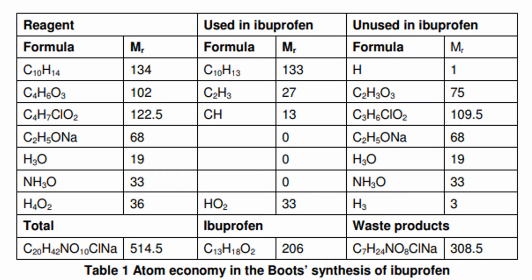This table shows the atom economy in the Boots synthesis of ibuprofen. We know atom economy is the conversion efficiency of a chemical process in terms of all atoms involved and the desired products produced. Here, the total molecular mass of all the reactants is equal to 514.5, whereas the desired product's molecular mass is only 206. That is, the waste products' total molecular mass is equal to 308.5. That is, waste products are more than the desired product.